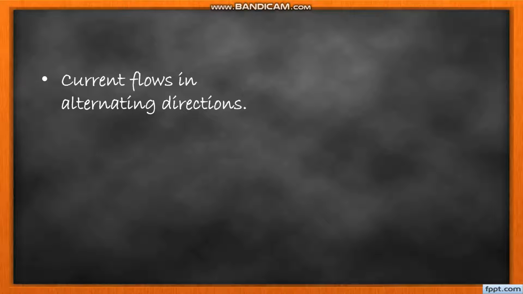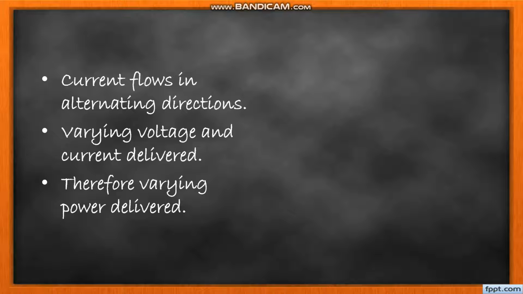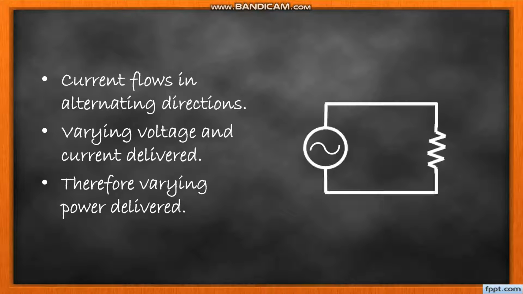However, with alternating current, the direction of the current flow changes in accordance with its frequency. This frequency can be described by how many times it alternates per second. Due to the current changing direction, the voltage also varies with time, which means the power delivered to components in a circuit varies with time also. An example of an AC circuit is shown here, and as you can see, the current direction changes with respect to time.